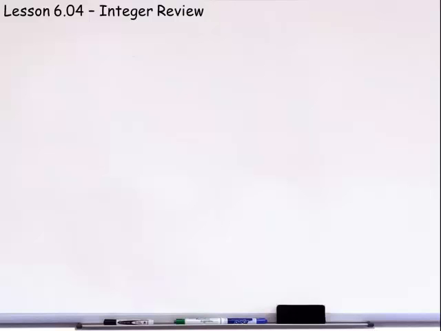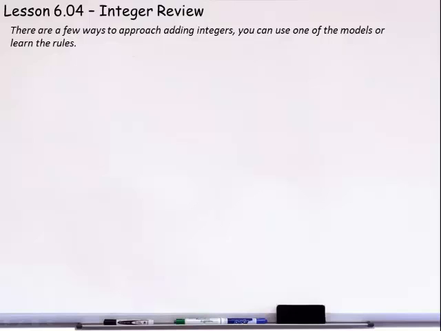Lesson 6.4, Integer Review. There are a few ways to approach integers, specifically adding integers. We have models and we have rules. This is just a brief review of all of the integer operations.